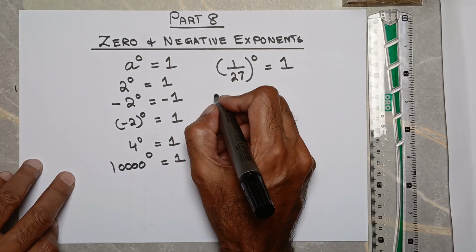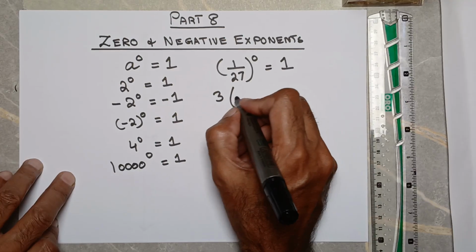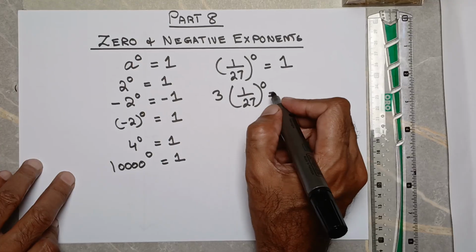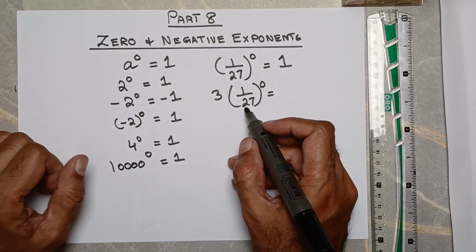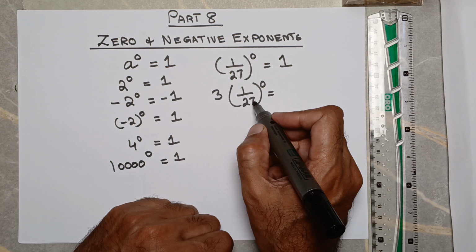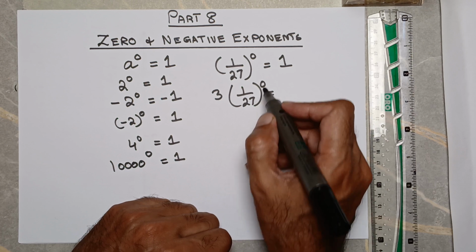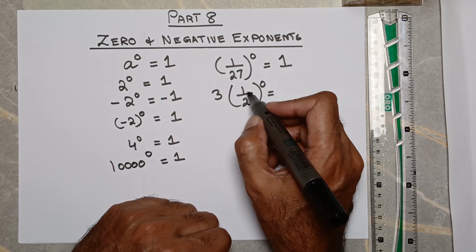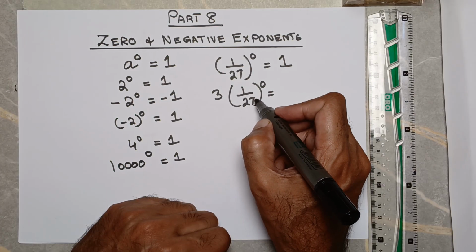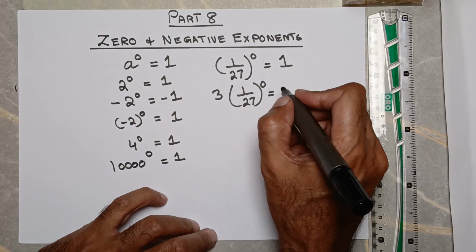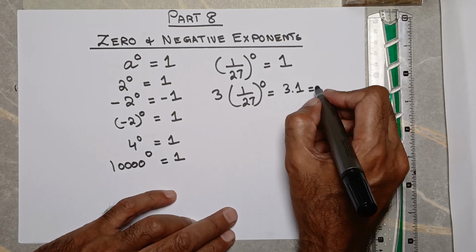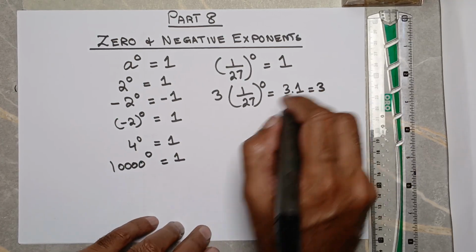But if it is written as 3 times (1 over 27) raised to the power 0, what are we going to do now? Either we divide this 3 by 27 and get 1 by 9. No, this zero exponent applies only to the 1 divided by 27 that is in the parentheses. So we will write it in the form 3 multiplied by 1 and the answer will be 3.